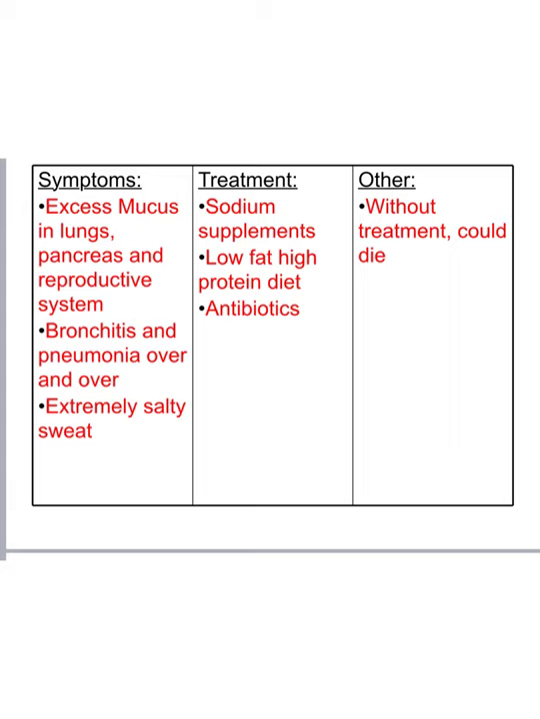Treatment: because they're losing a lot of salt in their sweat, they want to take sodium supplements. They want to have a low-fat, high-protein diet. And because they're always sick with bronchitis and pneumonia and infections, they're always on antibiotics. Other things to know, they have to have antibiotics. If you don't have antibiotics, it's just going to get out of control and they can die. Another treatment eventually is a lung transplant, because it does affect their lungs, and their lungs just get worse and worse. I think it's 20, 25 years before they would need a lung transplant.